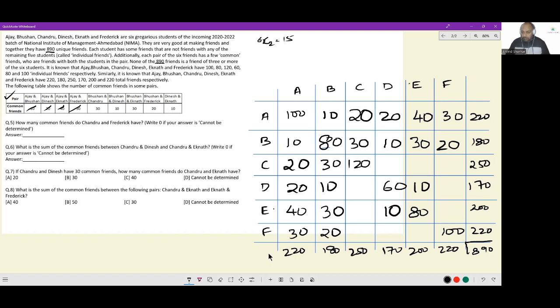So now we have 1, 2, 3, 4, 5. These 5 spots are left. Okay. Let's see. Chandru and Dinesh, Chandru and Eknath, Chandru and Frederick, Dinesh and Frederick, and Eknath and Frederick. 5 are left, but there should be 6 left, no? Oh, no, no. One we calculated extra. Ajay and Chandru, we calculated extra. So yes, 5 are left. For these 5, we'll have to do some sort of processing.